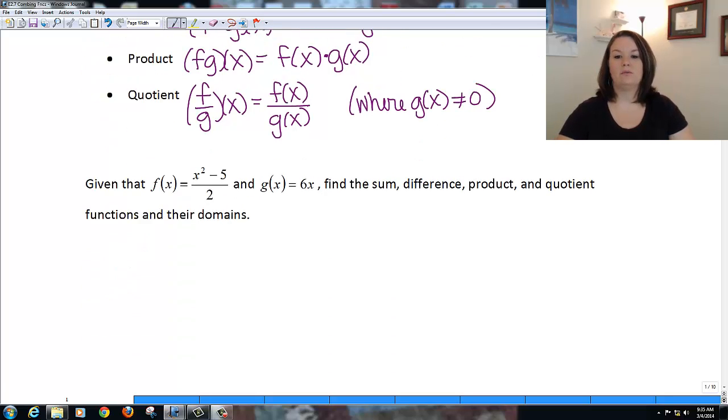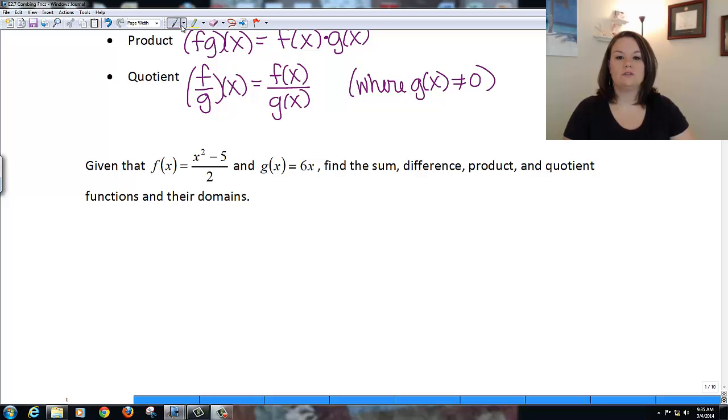Okay. Now before I do that, I always want to look at the domain of my original functions. So notice this f of x function, I do have a denominator, but there's no variable in it. So if there's no variable in it, I don't have to worry about it being 0. And there's no even roots. So here the domain of f is going to be negative infinity to infinity.